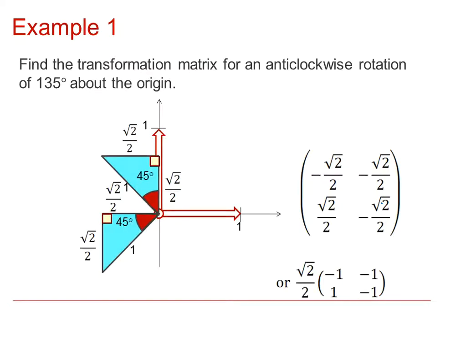So there's a neater version to show exactly what's happened. For the 135-degree rotation anti-clockwise about the origin, you could take the root 2 over 2 out as a common factor, and that would be your rotation matrix.